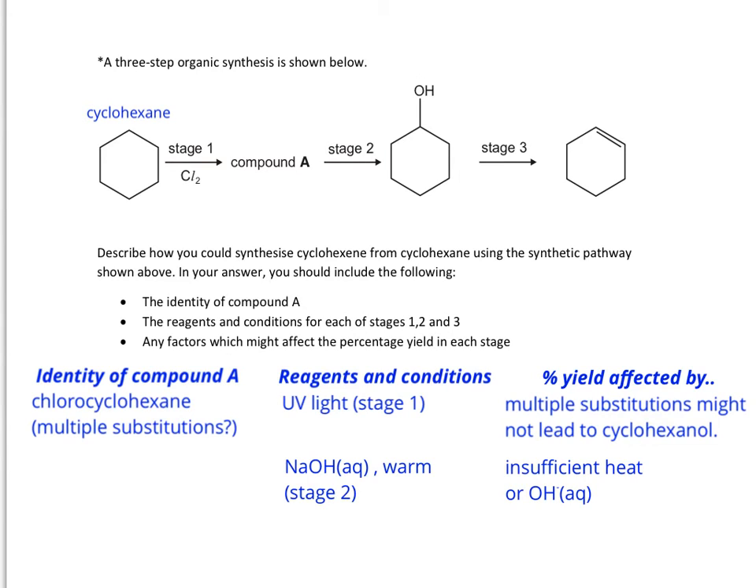So going on to stage 3, we are changing an alcohol into an alkene. So this time we're refluxing with concentrated phosphoric or concentrated sulfuric acid, because you're dehydrating the alcohol. And here maybe if the reaction doesn't go to completion, because obviously if you're refluxing you're having to inject quite a lot of energy to make the reaction work. So if the reaction doesn't go to completion due to insufficient refluxing or heating, that could cause a drop in the percentage yield.